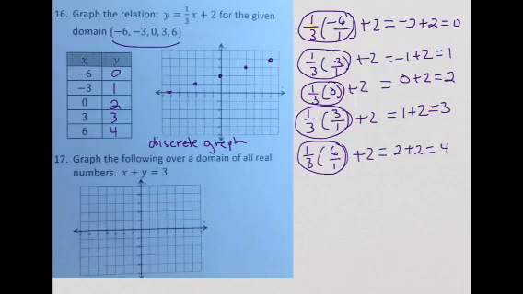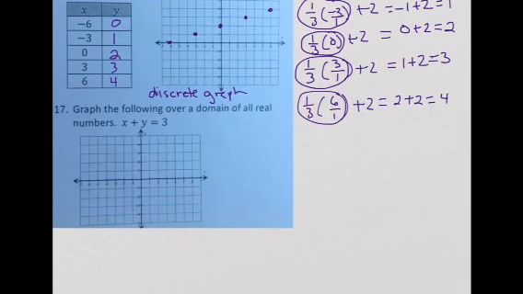Okay, moving down to 17. It says, graph the following over a domain of all real numbers. So that means that we are going to get to connect this. So what I suggest you do first, though, is solve for y. So subtract x from both sides. So minus x. So this is 0. So y equals -x plus 3.